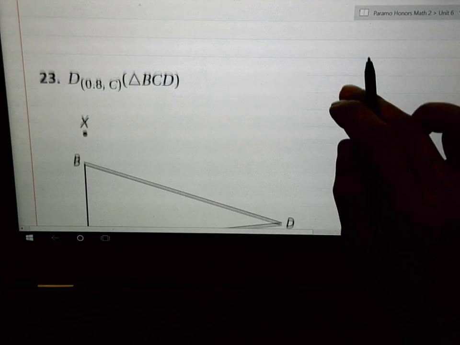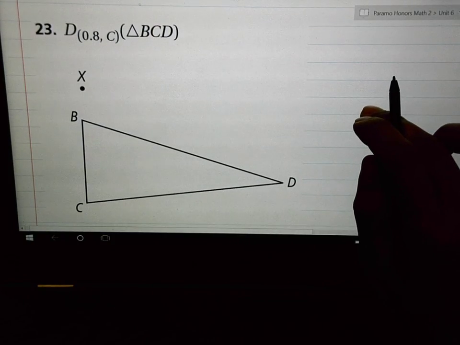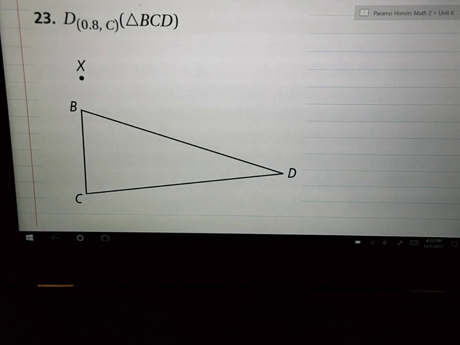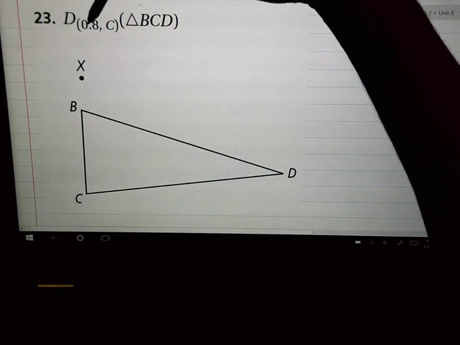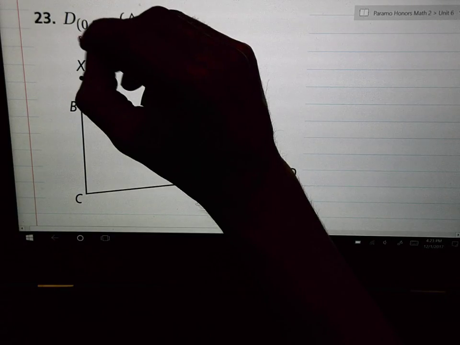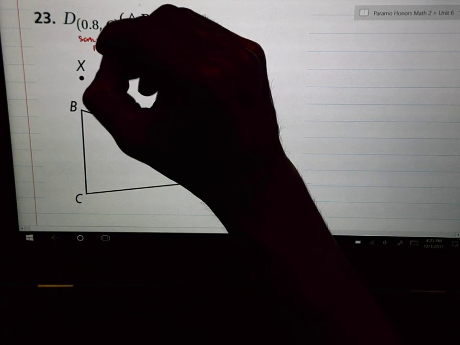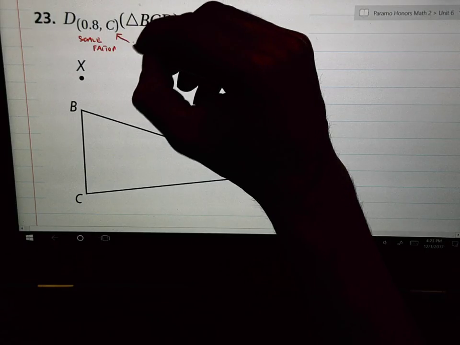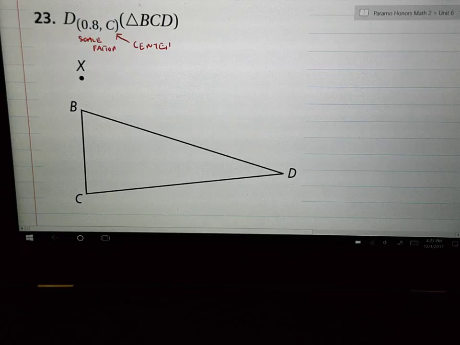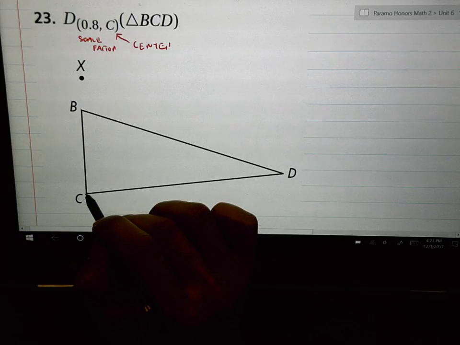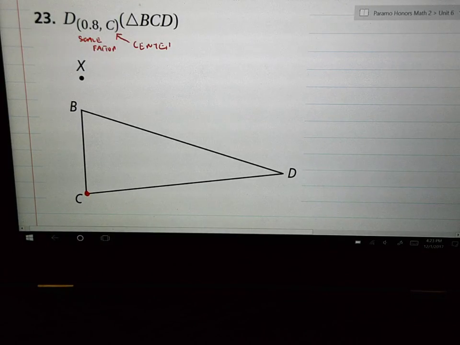Last one. Number 23. Number 23, you're going to do a dilation with a scale factor, let me write that below here, scale factor. And then this is the center of what? Of triangle BCD. So we're going to have a center point. Here's my center point. And we're going to have a scale factor of 0.8.